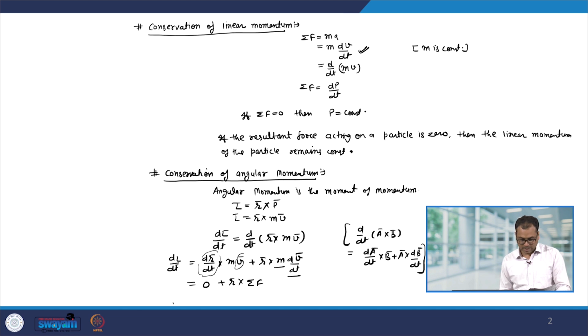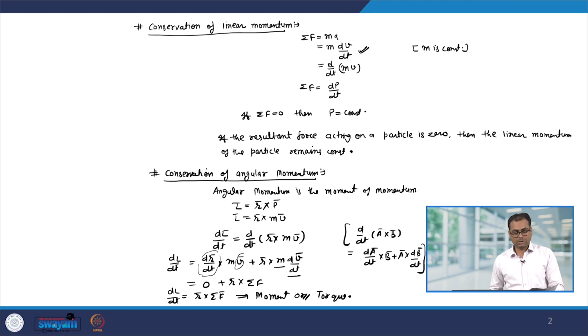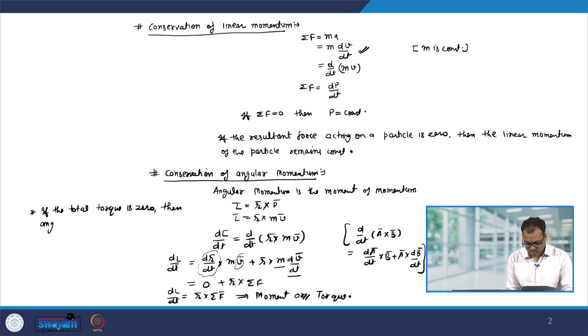So, we have dL by dt equal to r cross summation F, which is nothing but the moment or torque. This implies that if the moment or torque is 0, then dL by dt will also be 0. Therefore, L becomes the constant of motion. So, let me write it down in the text. If the total torque acting on the particle is 0, then angular momentum is conserved.